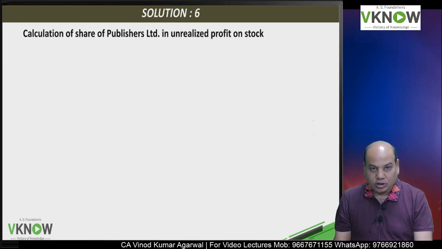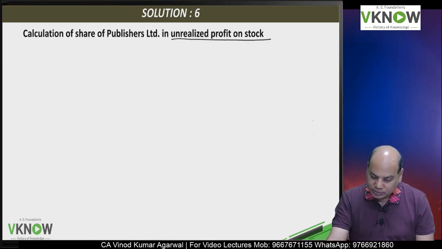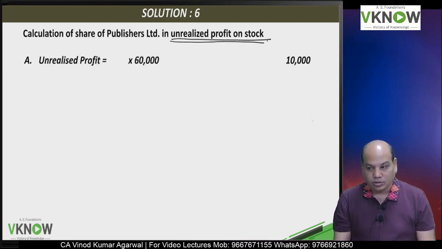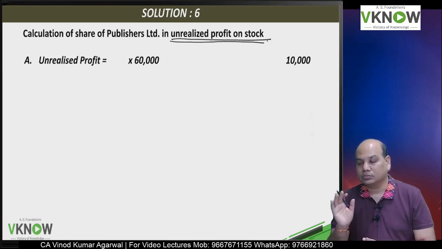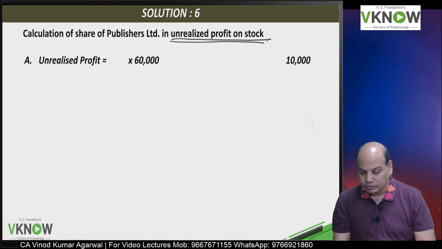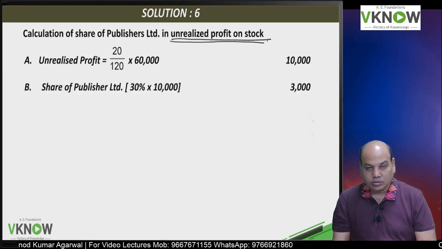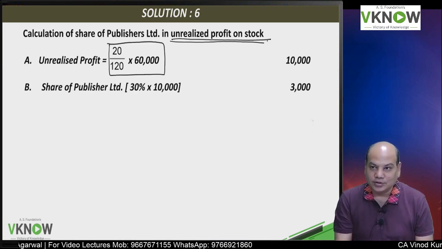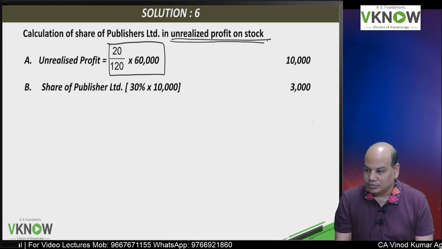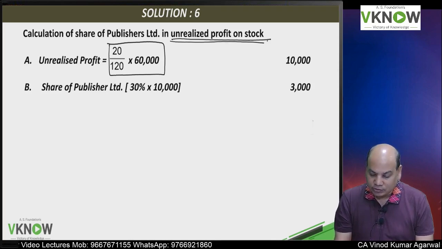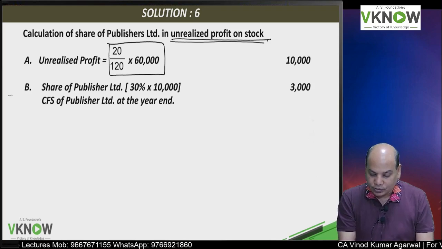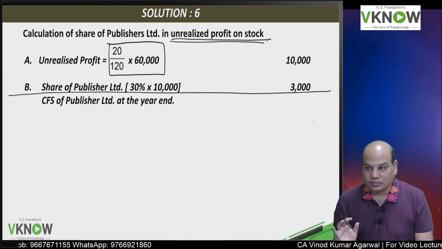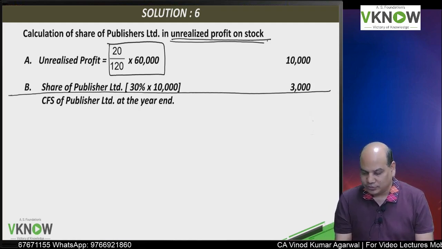54,000. Now there is an unrealized profit on stock adjustment also, which they have now added in the problem. So what do I do? First we'll compute unrealized profit, which is 20 by 120 into 60,000, that is 10,000, and Publisher Limited is holding 30% share. So Publisher Limited's share would be 30% into 10,000, which comes to 3,000.